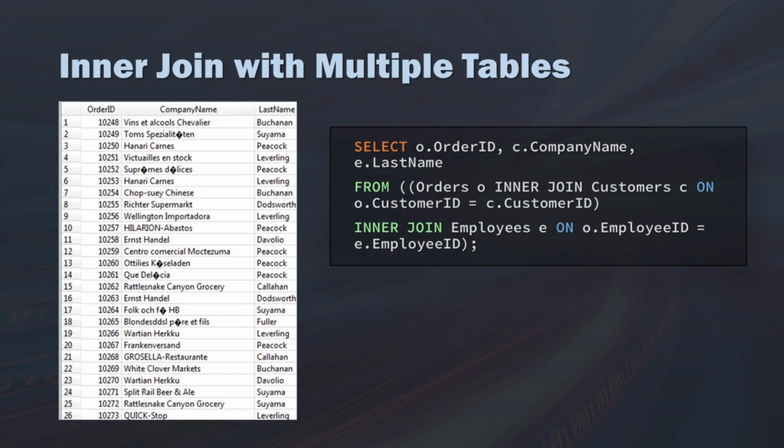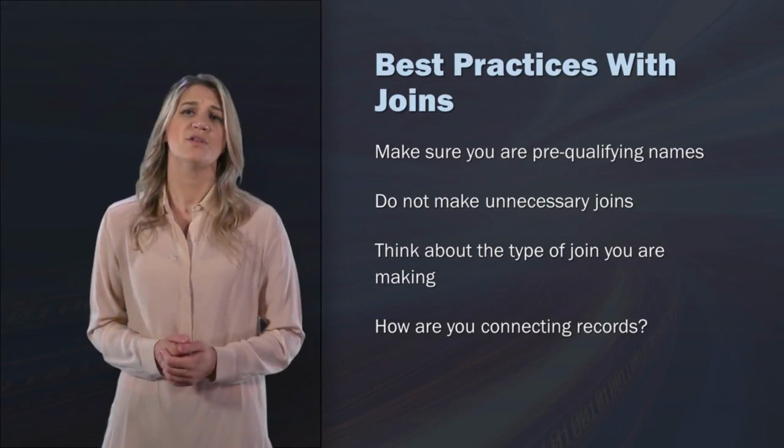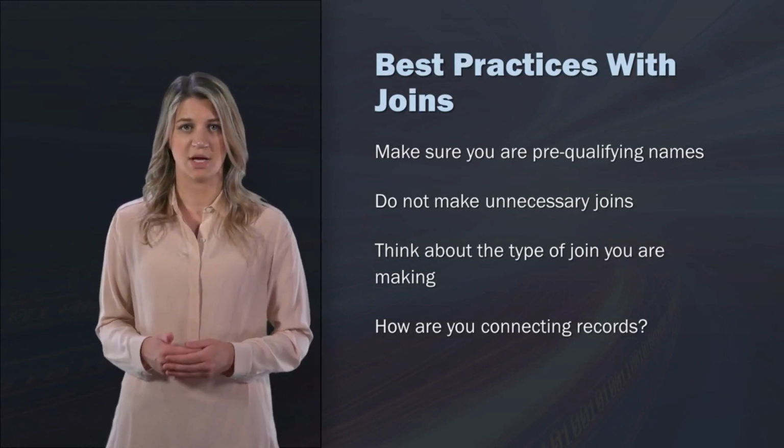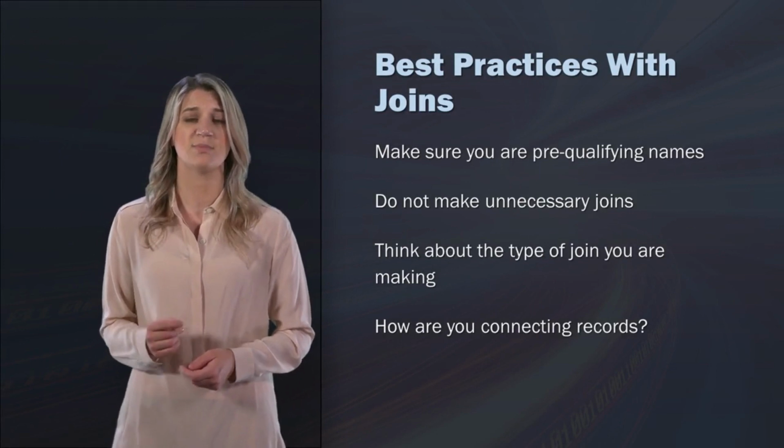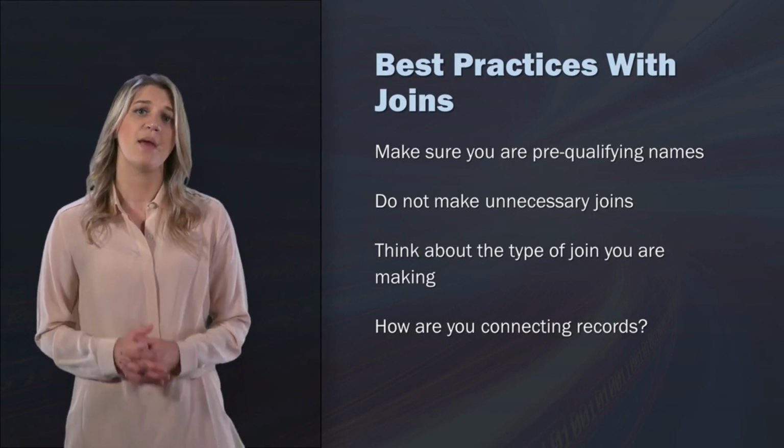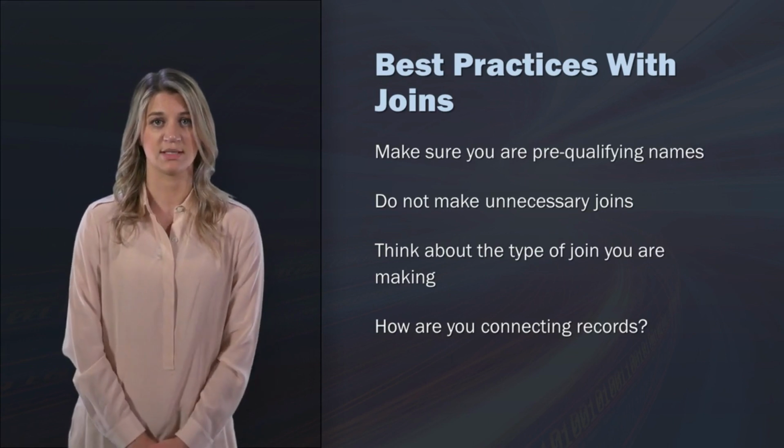So just after that statement, I list to do another inner join. This will be for the employees E table. And I'm going to join that to the orders through the employee ID. So I have O.employeeID. So that's coming the link from orders to employee, and that is equal to E.employeeID. So that's the employee ID in the employees table. So pretty simple in terms of adding additional tables on. The thing you just want to watch out for is making sure you're pre-qualifying your names and making sure that you aren't doing unnecessary joins.